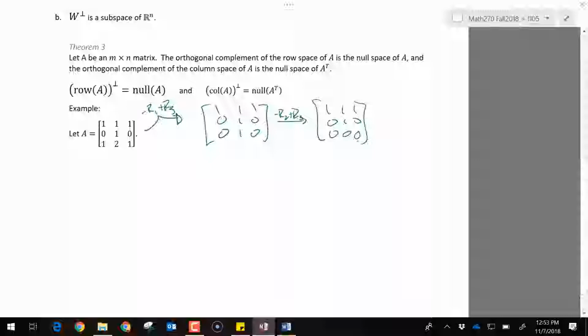So the row space is going to be the span of the first two row vectors, and it looks like it's the same whether we take the original or the reduced one.